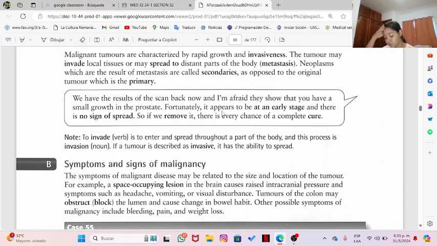Malignant tumors are characterized by rapid growth and invasiveness. The tumor may invade local tissues or may spread to distant parts of the body. Metastases, neoplasms which are the result of metastases, are called secondaries as opposed to the original.